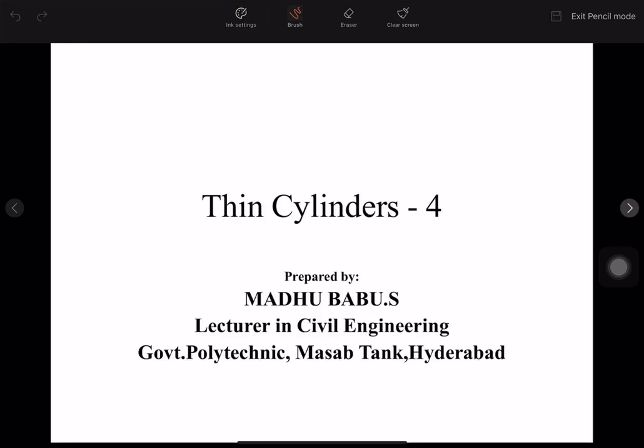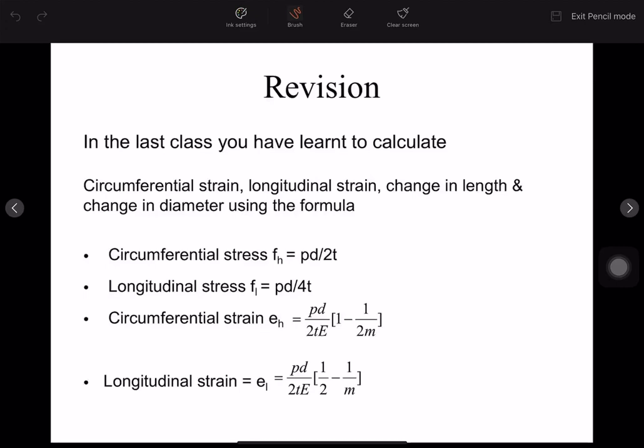We'll be discussing the fourth part of thin cylinders, which is a part of the theory of structures subject. So before going into the lecture, let us revise the last class, what all we have learnt in the last class.